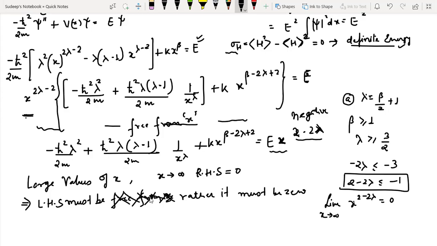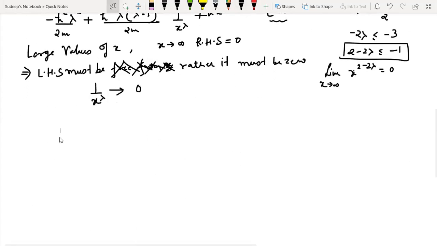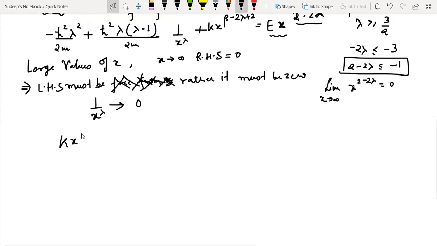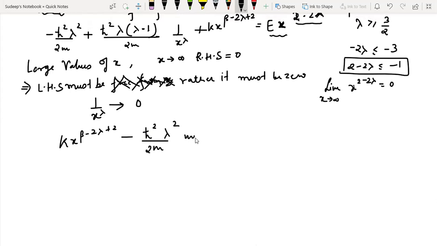Now, if it is 0, it implies that LHS should be 0. Now see, as x tends to infinity, 1 upon x raised to power lambda would be 0 because lambda is already positive. So this will go towards 0. It implies that my k x raised to power beta minus 2 lambda plus 2 minus hk square 2 square lambda square upon twice n must be 0.